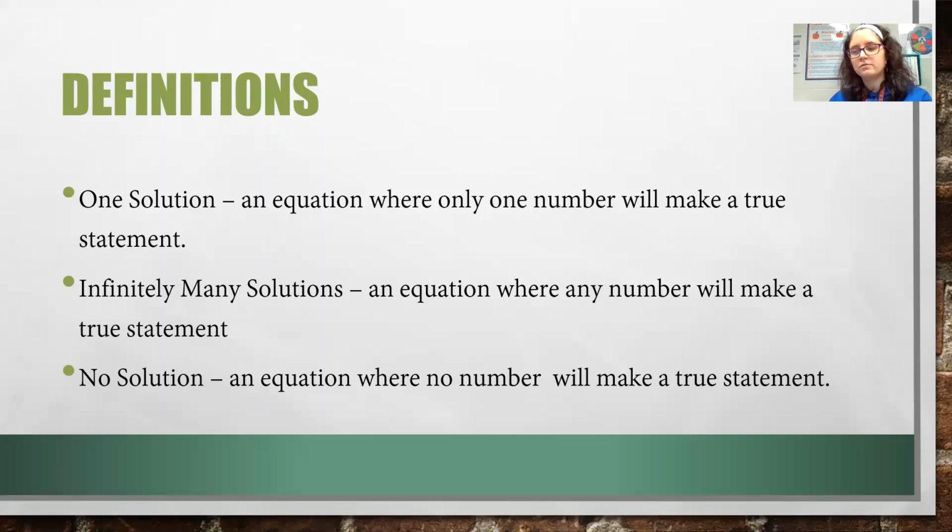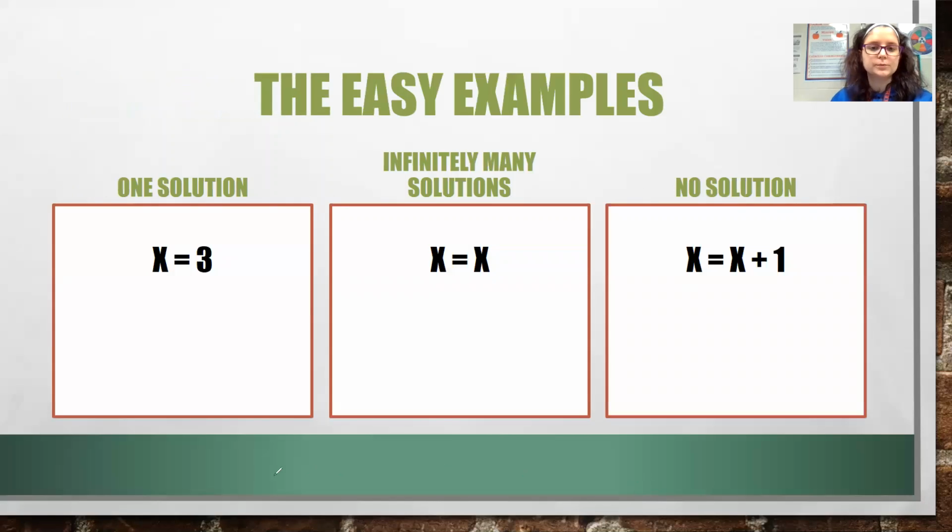So let's look at our very basic examples of these. The first one is one solution, x equals 3. There's only one number we can think of that equals 3, and that's 3. 3 equals 3. This is our true statement. So in one solution, it will work down to where only one number will make it true.